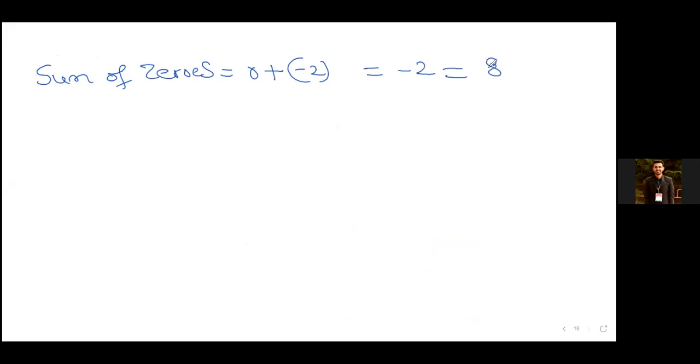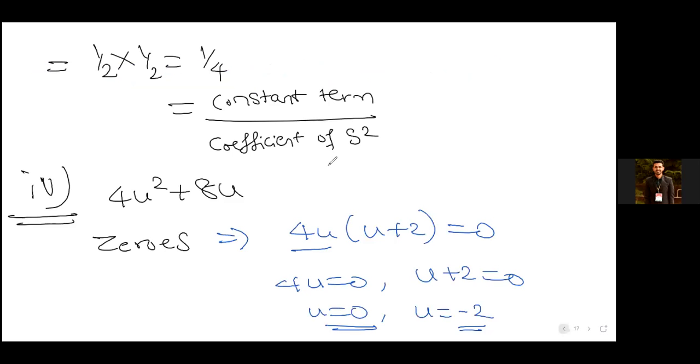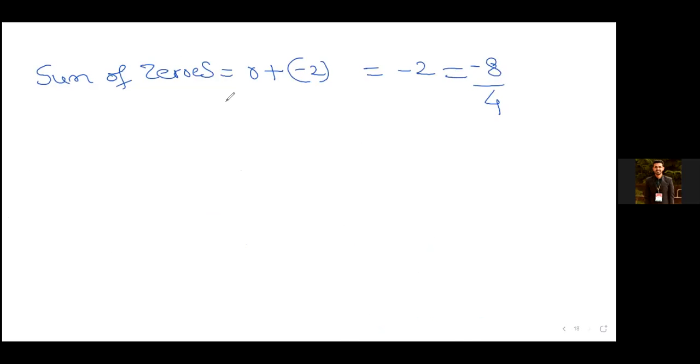And I can find this relationship as sum of zeros, 0 plus minus 2 is equal to minus 2, and I can write this as minus 8 upon 4. So minus 8, this is the coefficient of u, and just a second.